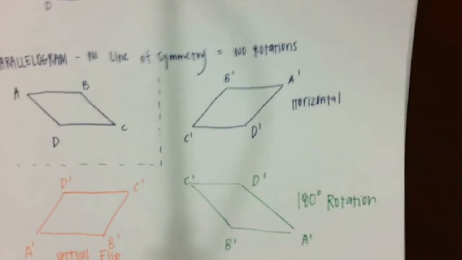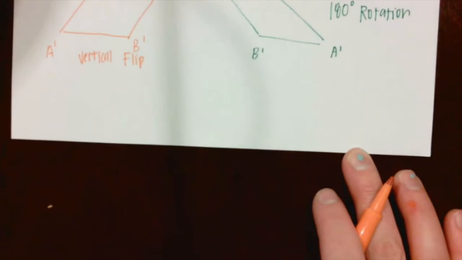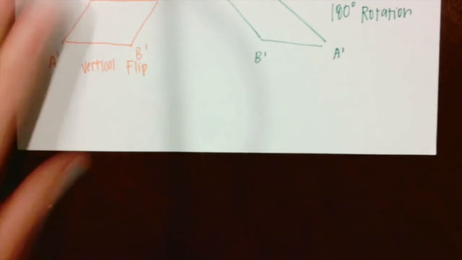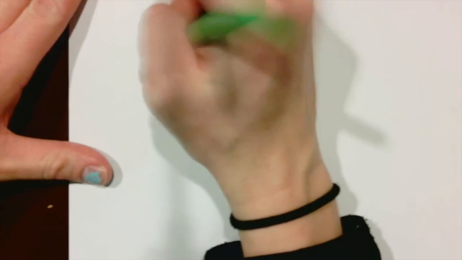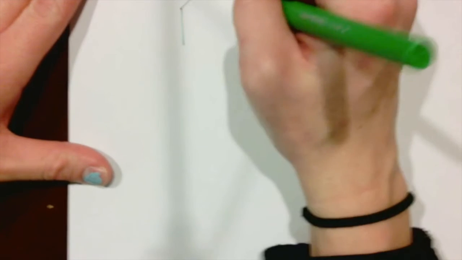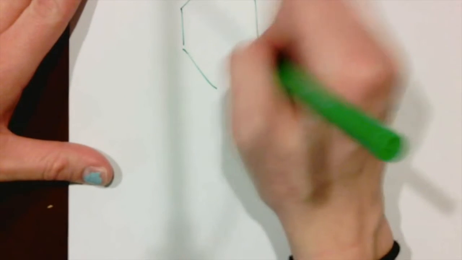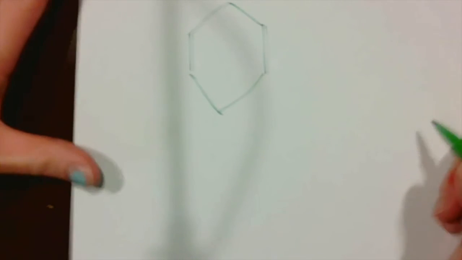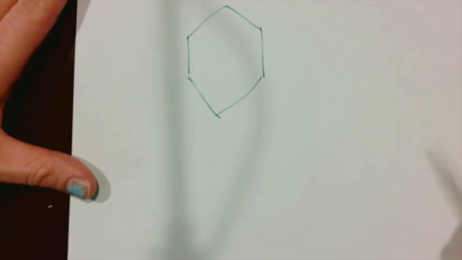So it's important for us to understand how we can manipulate these different shapes and how we can manipulate them around our axis of symmetry. Before we finish this up, I just want to emphasize finding the axis of symmetry for different shapes. So let's say I have this hexagon. I want to find every axis of symmetry.